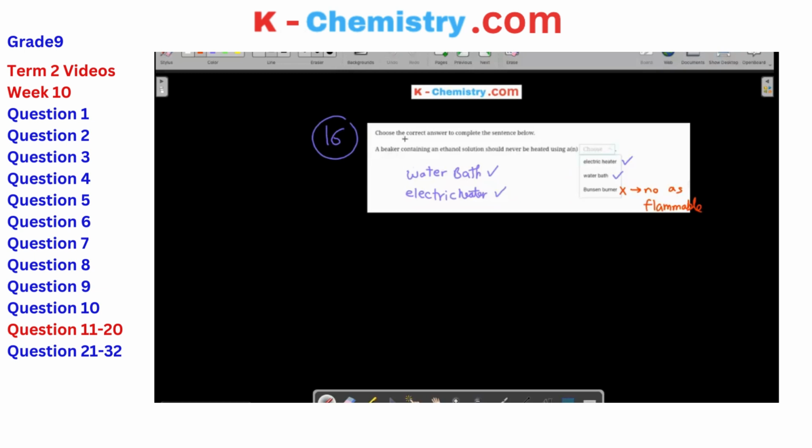Number 16, if you have a beaker containing ethanol, you should not ever heat it using what? I cannot use flame because flame will make fire with this flammable liquid. So don't use the Bunsen burner ever with any alcohol-containing beakers because it's flammable. Use what? Use a water bath or electric heater.